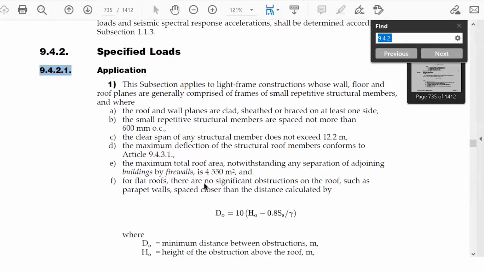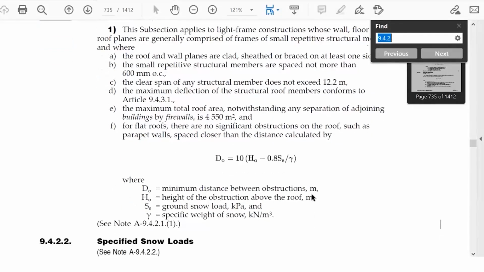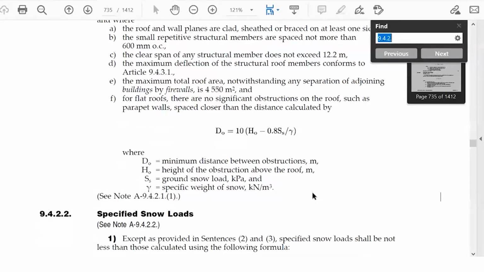For a flat roof, there are no significant obstructions on the roof, such as parapet walls spaced closer than the distance calculated by the formula here. This is basically addressing the snow loads on flat roofs, and what the distances between obstructions are, what that minimum distance is that needs to be designed for.